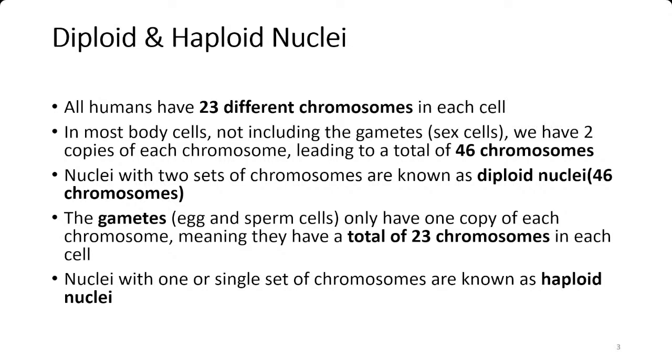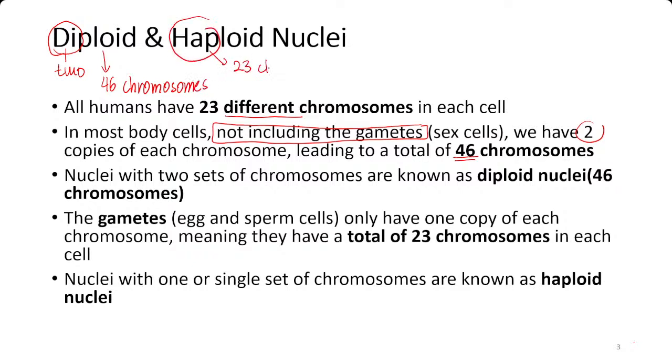Diploid and haploid nucleus. This isn't something that's really complicated. Diploid, where the DI stands for two, so two sets of chromosomes. Haploid means one set of chromosomes. All humans have 23 different chromosomes in each cell. In most body cells, not including the gametes, this is really important, we have two copies of each chromosome, leading to a total of 46 chromosomes. That means diploid cells have 46 chromosomes, whereas haploid cells have 23 chromosomes.